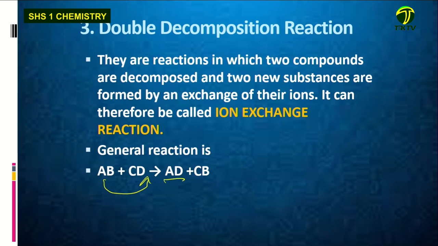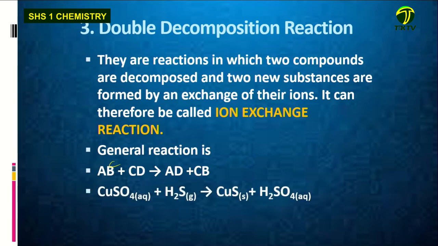A is the cation in the AB and D is the anion. Then the C, which is the cation in the other, will take the anion B to form CB. So this reaction is called an ion exchange reaction. And the other name for ion exchange reaction is double decomposition. Almost all reactions are double decomposition reactions. Let's take an example, copper sulfate reacting with hydrogen sulfide. You see that the copper is taking the sulfur and then the hydrogen is taking the sulfate. So the products we have are copper sulfide and sulfuric acid. So that is a double decomposition reaction or ion exchange reaction.